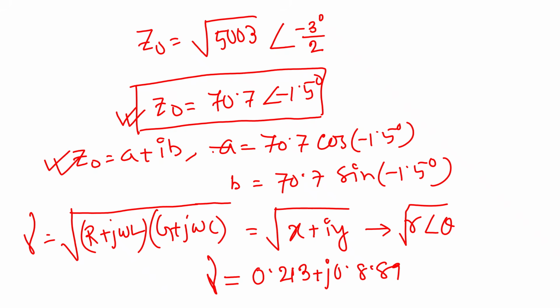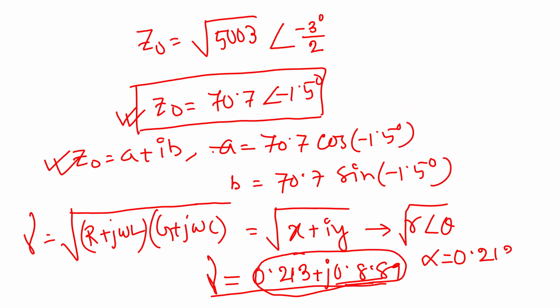Okay, and if this is the final value of gamma, then it is giving me two important pieces of information. First, it is giving me the value of alpha. The real part of the propagation constant gives me the alpha value, and the imaginary part gives me the beta value. So alpha equals 0.213, and beta equals 8.89. So from the propagation constant we can also extract these two important parameters.